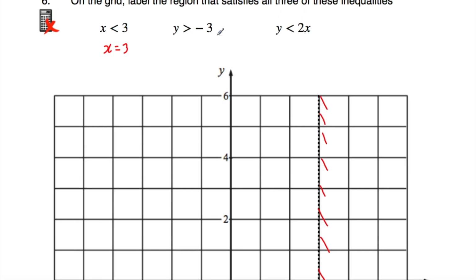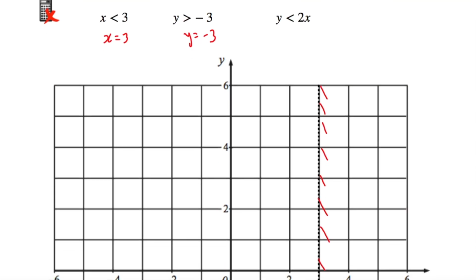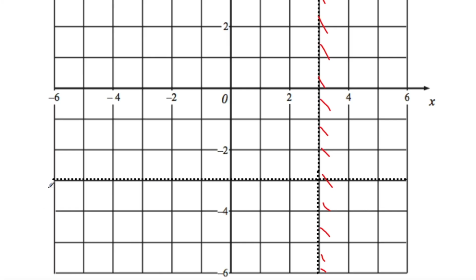Y is bigger than negative 3. So let's draw the line y equals negative 3. So that'll be a horizontal line passing through negative 3 in the y-axis. And y is bigger than negative 3, so we want the points that are above the line. So let's do that. Okay, so we've drawn the graph of y equals negative 3, that horizontal line that passes through negative 3 in the y-axis. And the inequality is y is bigger than negative 3, so we're rejecting all the points below that line because all the points above the line would satisfy the inequality.